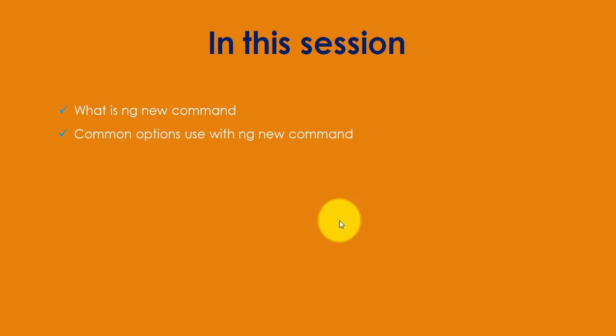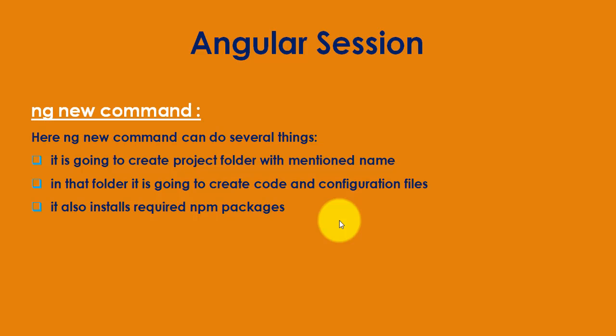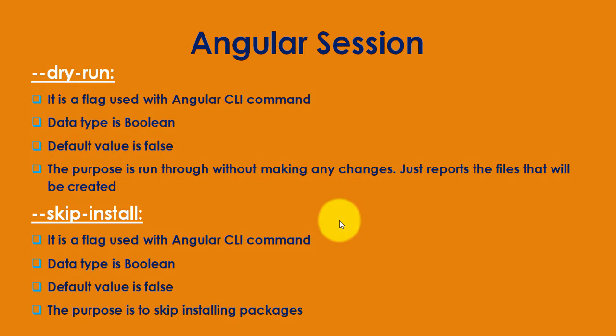Here we'll check what the ng new command is and what the common options with the ng new command are. The ng new command can do several things. It creates a project folder with the mentioned name. In that folder it creates code and configuration files. It also installs required npm packages. The first flag, which we have already discussed, is --dry-run. It is a flag used with an Angular CLI command, its data type is boolean, default value is false, and it is used to run through without making any changes, just reporting the files that will be created.